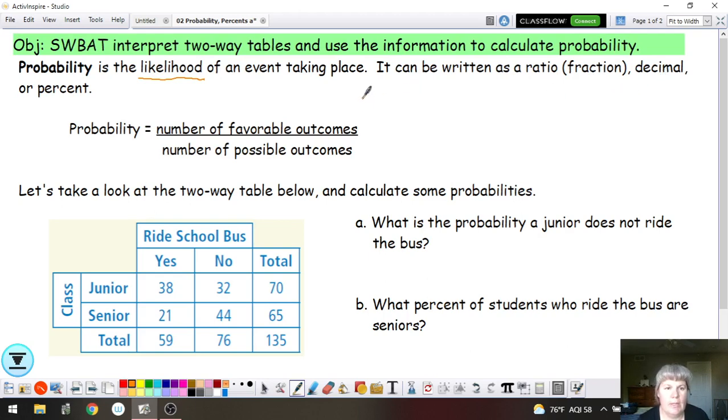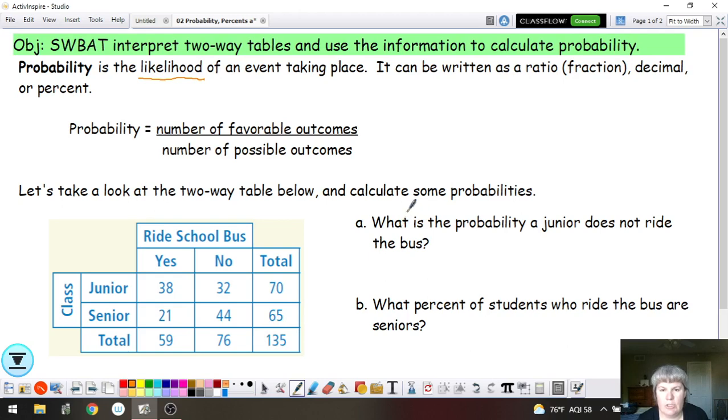To find the probability, you're looking for the number of favorable outcomes, or the number of times an event happened, out of the number of possible outcomes, or the total number of events that took place. So if we take a look at this two-way table below, which you should recognize from our Kahoot, we've got the data of juniors and seniors and whether or not they ride the bus, including their marginal frequencies, the totals for each row and each column, along with the total number of students that were surveyed.